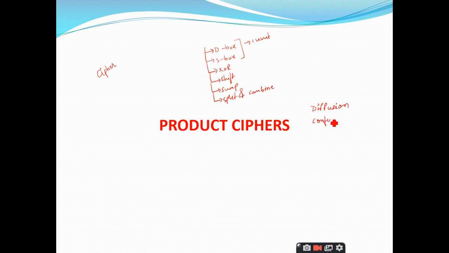So these two are some of the important topics related to this cryptography. This is very important topic. So we'll see what this diffusion and confusion is, right?